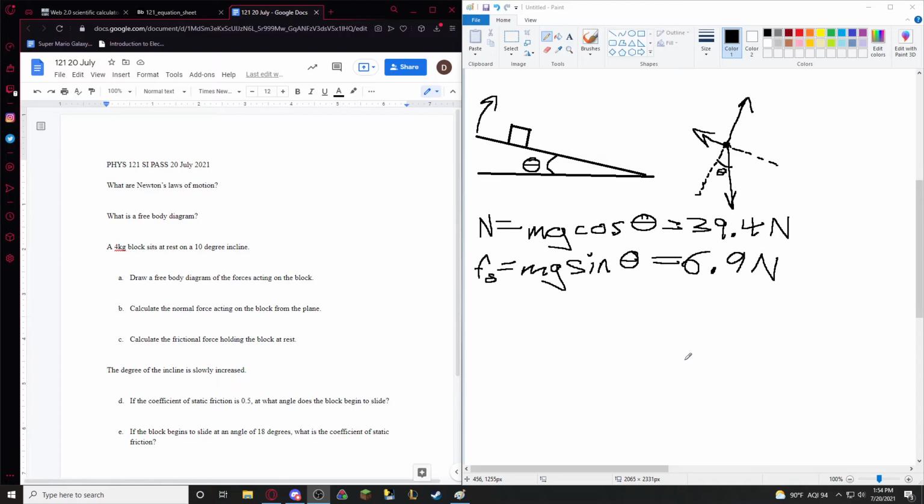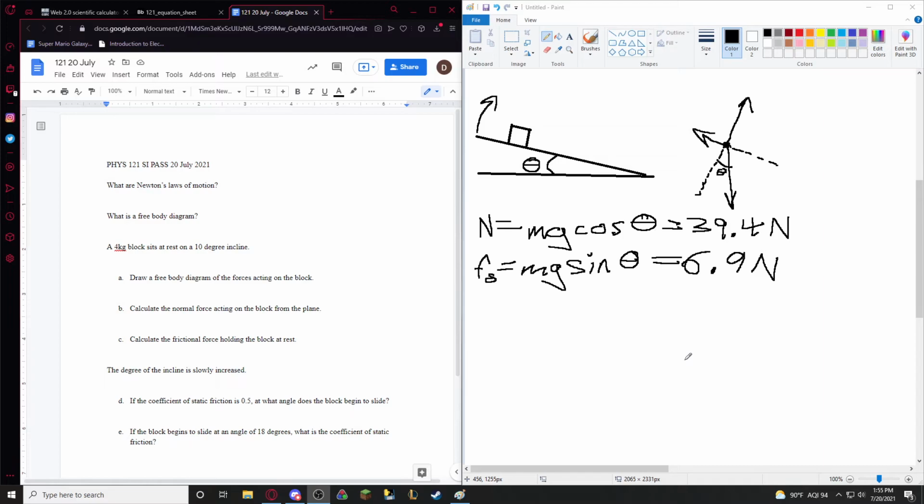That seems a bit backwards. I just did 40 sine of the angle equals the friction coefficient times the normal force. What normal force did you use? I used the same one from the last problem, the 39.4. Well, would that be the case? Wouldn't the normal force change as the angle changes? Yes, I forgot to take that into account.